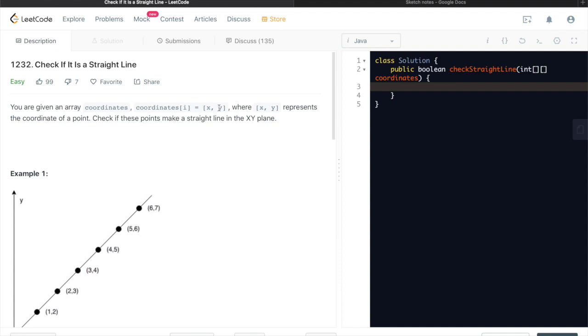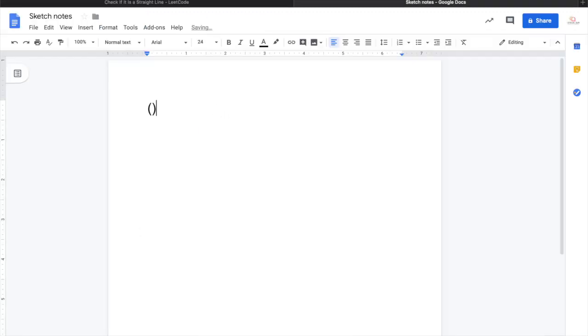We use the difference of the y coordinates, divided by the difference of the x coordinates. We get one slope. Okay, let me write it down here. So first we'll say x1, y1. This is point one. And then we have point two, here we'll call it x2, y2. And then we have point three, we'll call it x3 and y3.